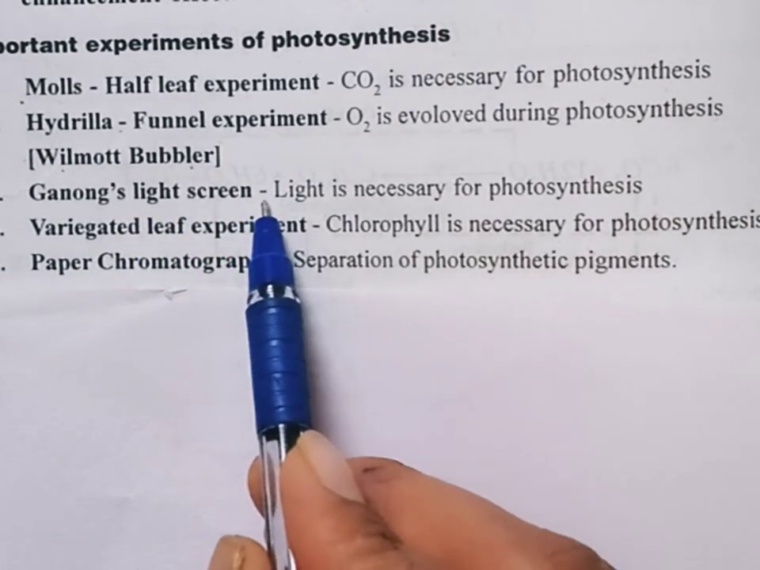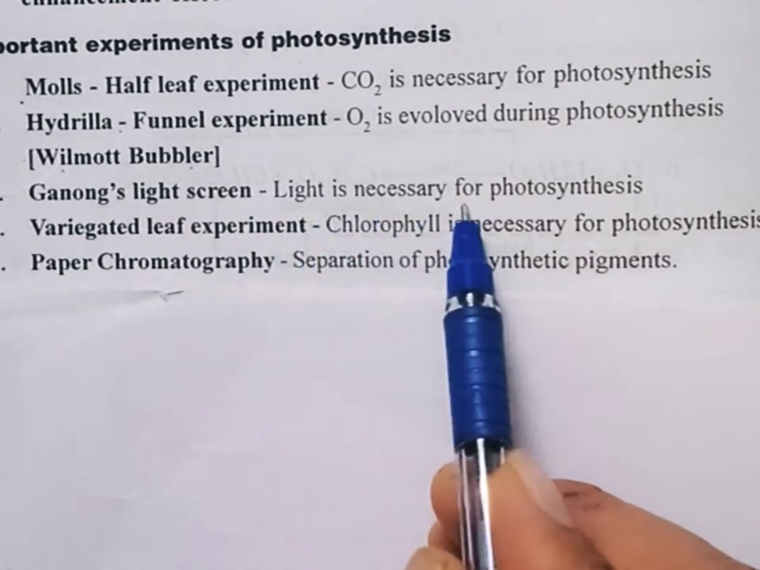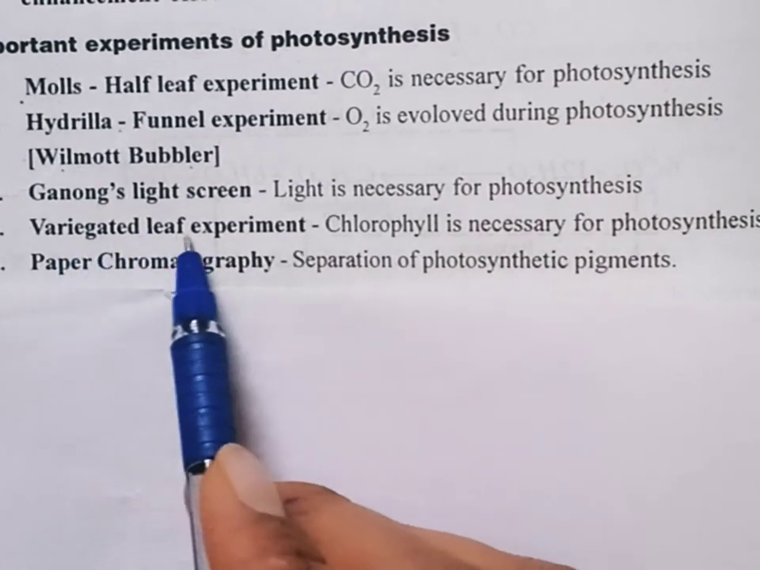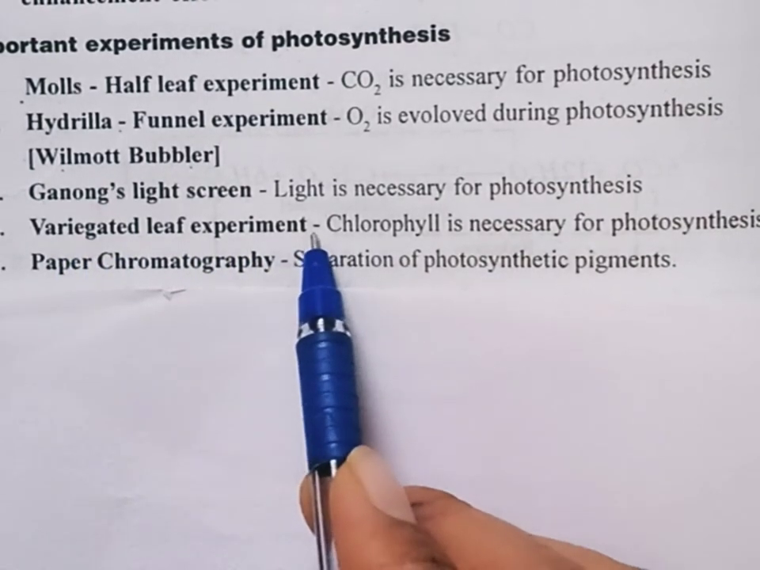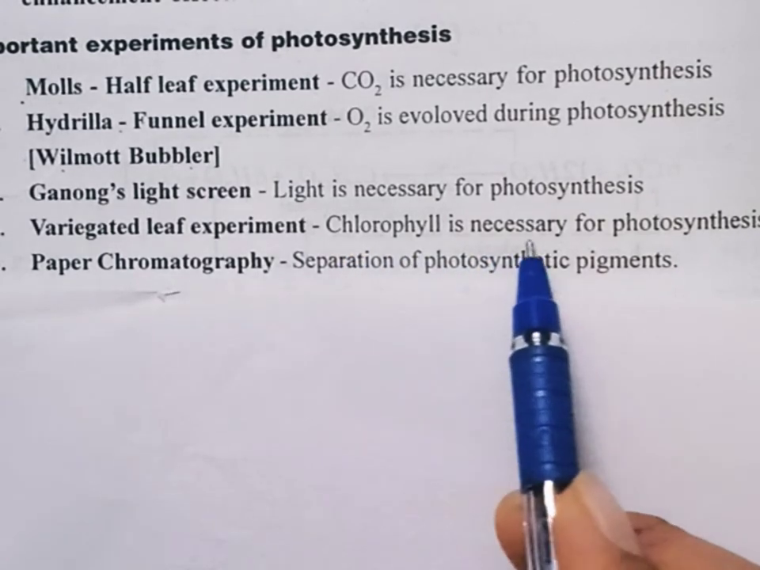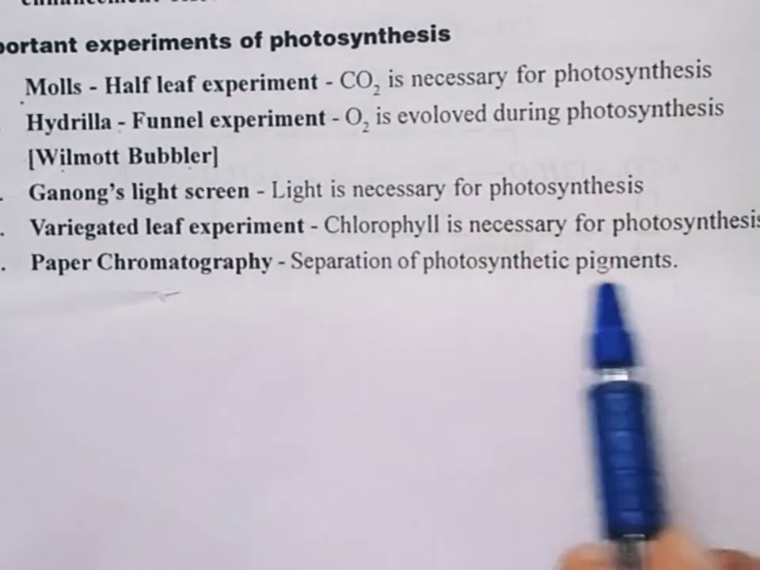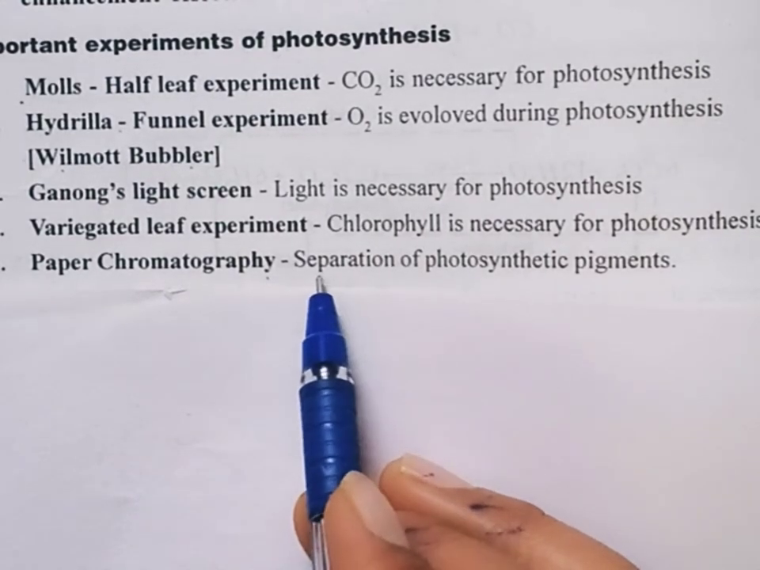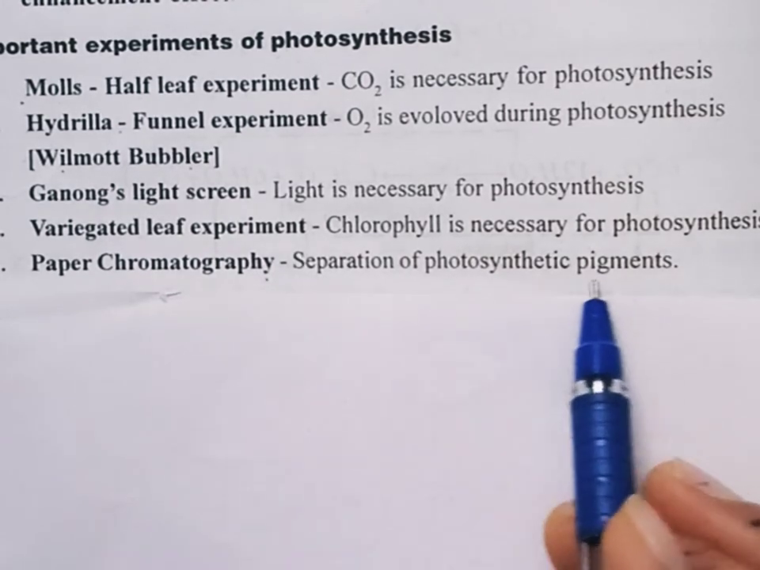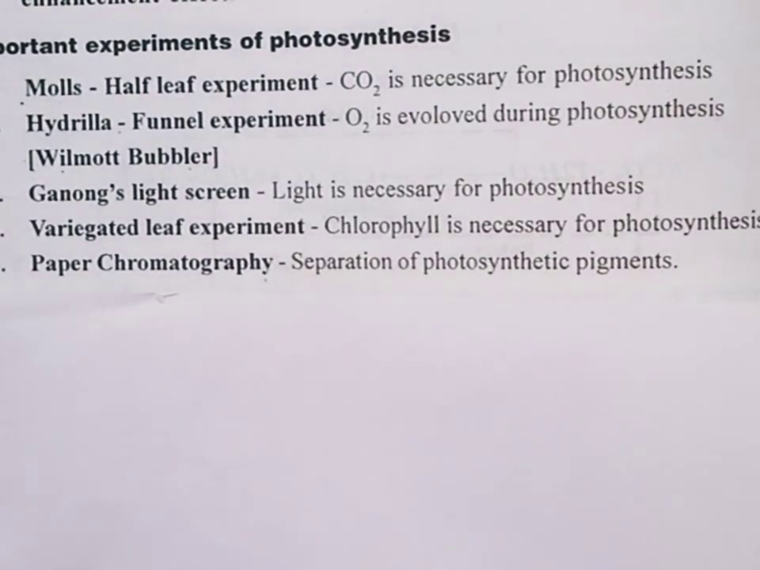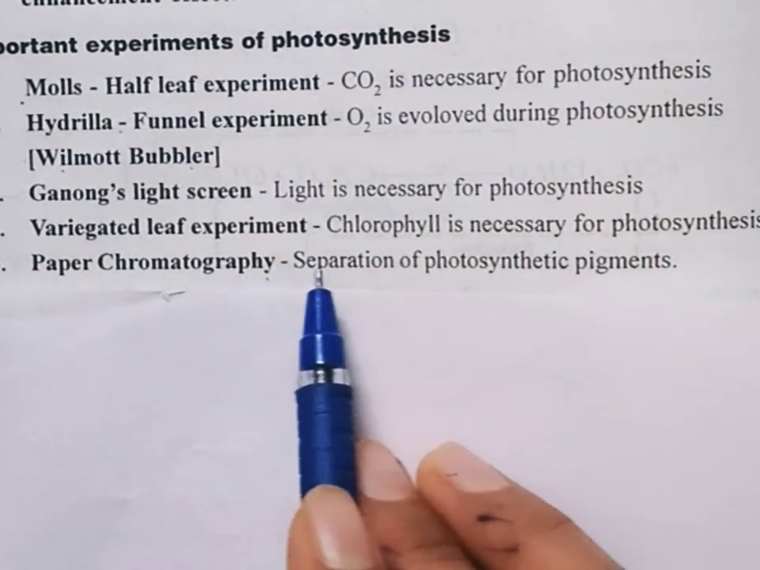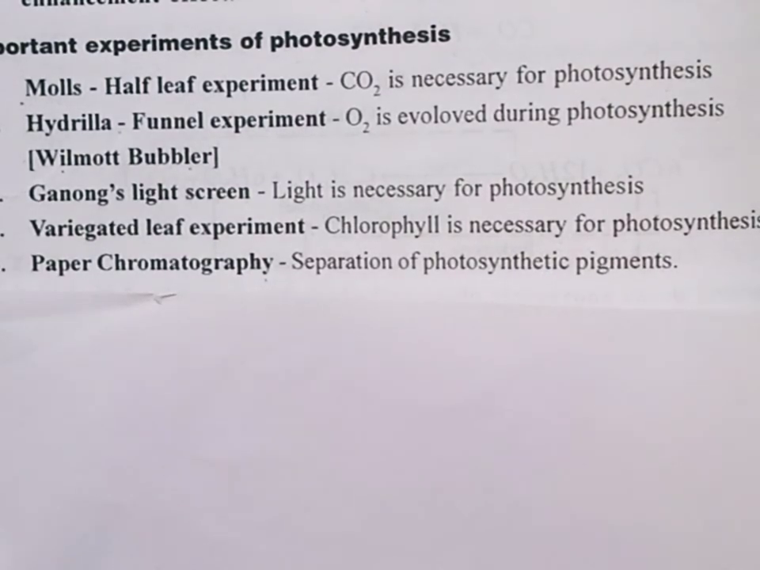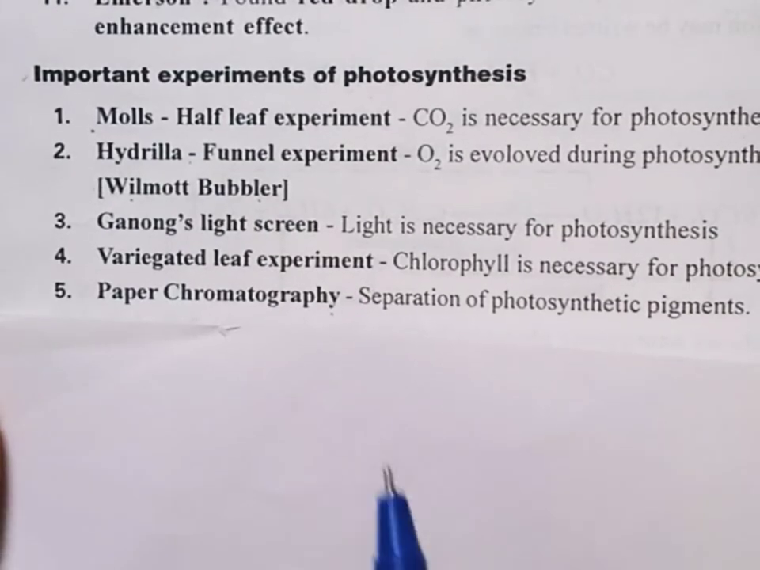The summary of this experiment is light is necessary for the photosynthesis process. Next, variegated leaf experiment. So the summary of this experiment is chlorophyll is necessary for photosynthesis process. The next, paper chromatography experiment. By this experiment, they have separated the photosynthetic pigments. By the paper chromatography method, we can separate the chlorophyll pigments. So this is about the important experiments of photosynthesis.